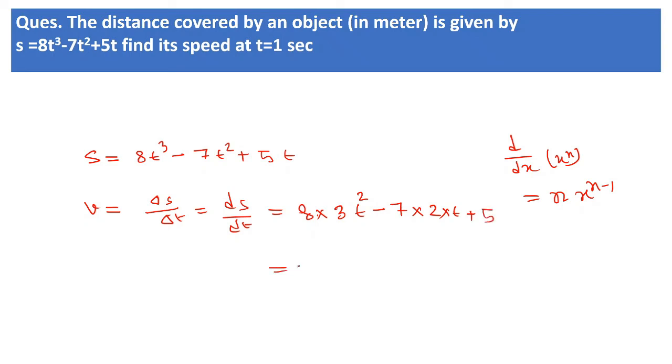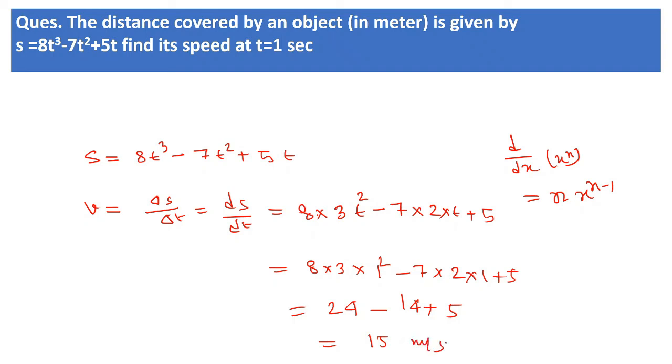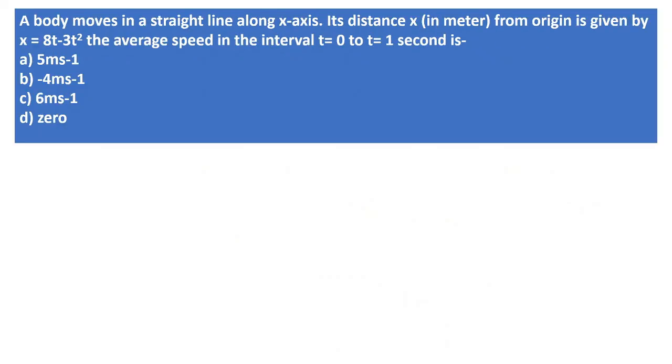Now we have to put the value of time, which is 1 second. So 8 into 3 into 1 square, minus 7 into 2 into 1, plus 5. That will be 24 minus 14 plus 5. So what will be the answer here? That will be 15. What will be the speed here? 15 meter per second. I hope it is clear to all of you. Now what is the next question?